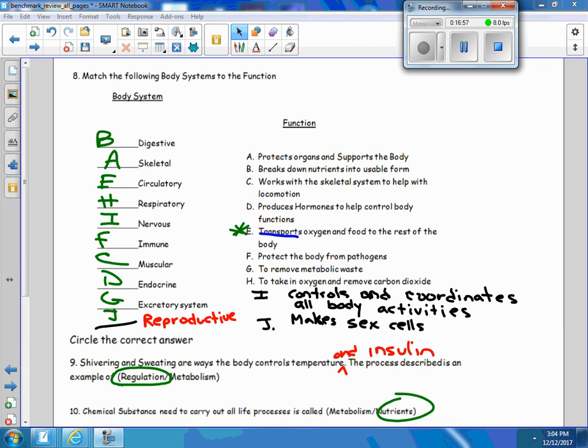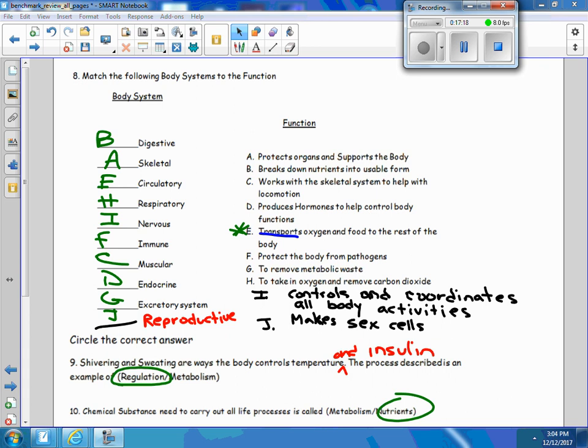Your respiratory system works with your circulatory system because you take in oxygen and your circulatory system delivers it. Your nervous system works with every single system because it tells every part of your body what to do. So it tells your muscular, your endocrine, your excretory, your reproductive, everything. It's in charge of every single system.